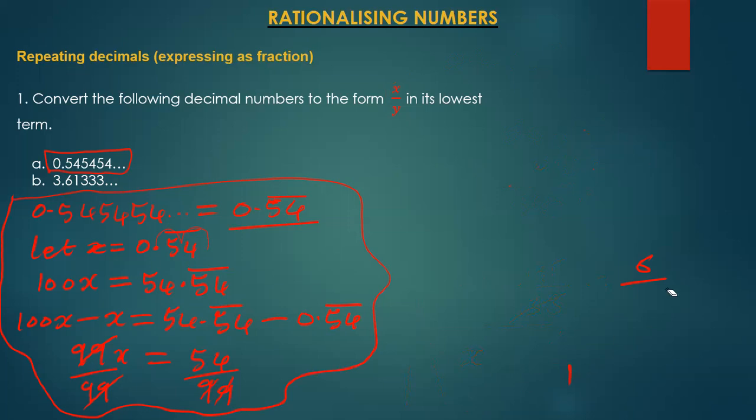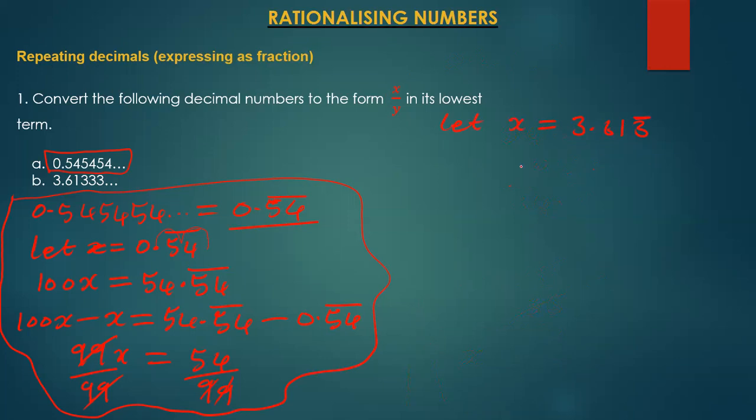Okay, so let's move on to the next part. So B is, we say let x be equal to 3.61. We know that 3 is repeating, so we put a bar on 3.